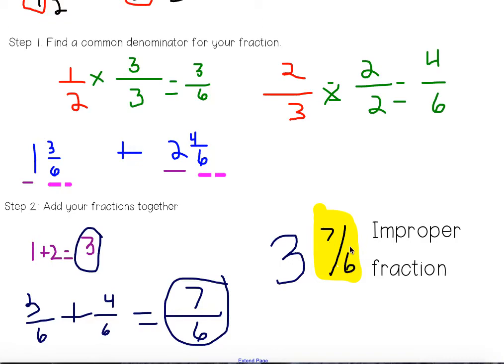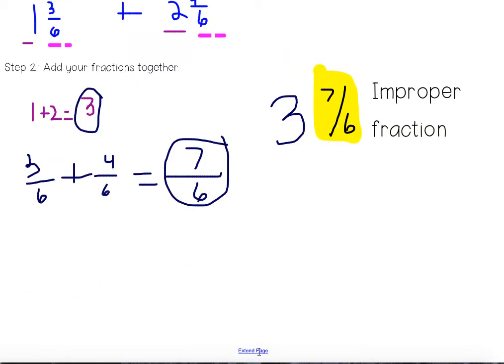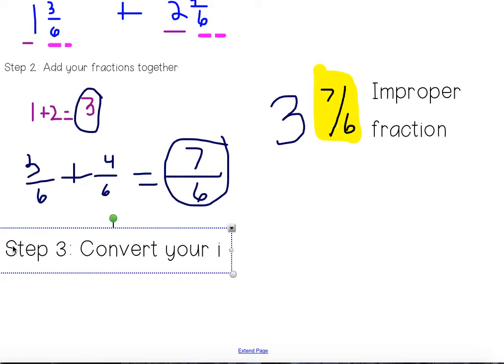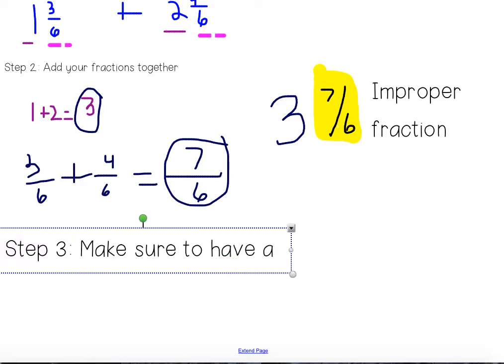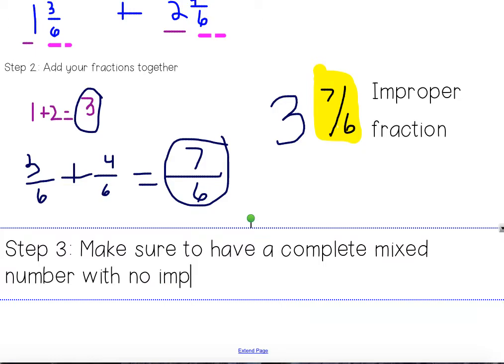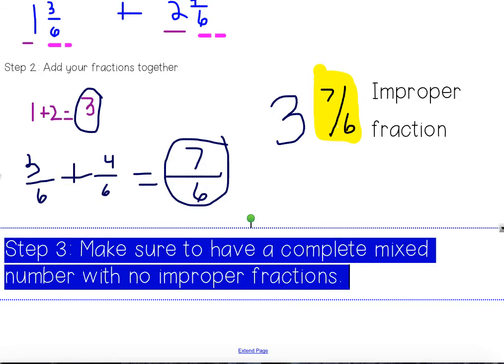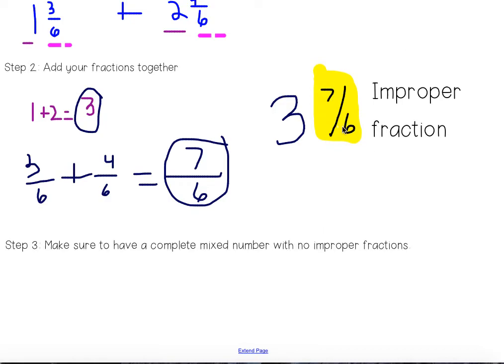So when you see something like this with an improper fraction, you want to convert it, change it, and make it so that it's a mixed number again. Because right now we have a mixed number and an improper fraction, and we just want a mixed number in the end. So step 3 is going to be, make sure to have a complete mixed number with no improper fractions. And remember, an improper fraction just means that my numerator is bigger than my denominator. And you can see that here, that 7 is bigger than 6.